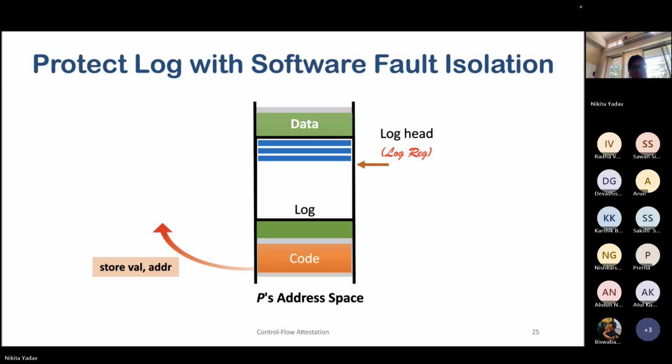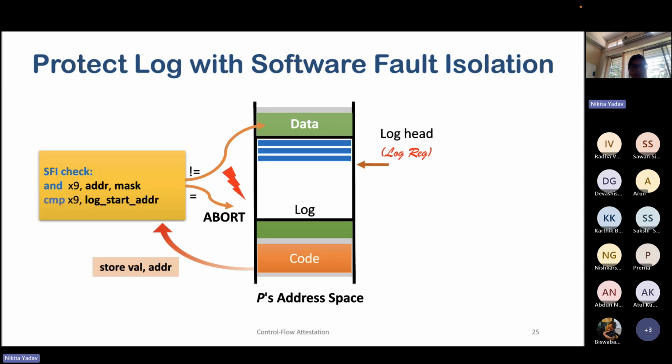Okay. So the store instruction here, we are going to put an SFI check after the store instruction, which is going to take the store address, mask it, and then compare this masked address against the log start address, and check whether it is equal or not. If it is equal, then the address falls within the log region, and it will abort the process because it is a malicious attempt to write inside the log region.